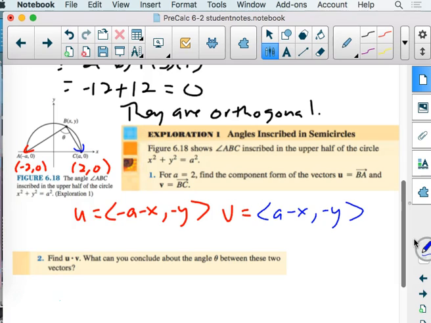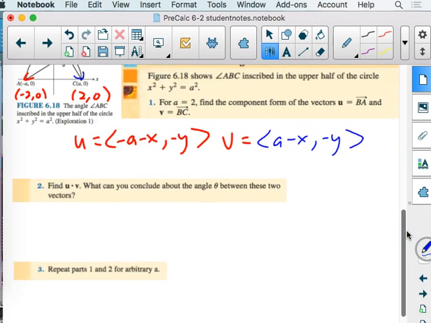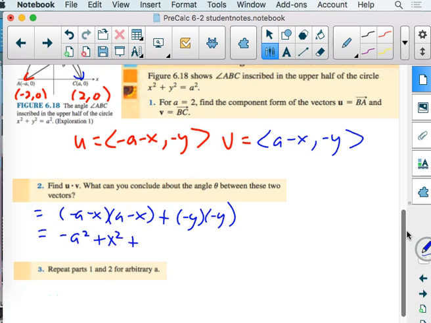Now, if that's a 90-degree angle in there, when we do the dot product for this, we're supposed to get 0. So number 2 says, find the dot product. Let's see what happens. All right, so the dot product for this would be negative a minus x times a minus x plus negative y times negative y. Well, that's some nasty FOIL, but it is FOIL. So negative a squared plus ax minus ax. Hey, cool, that's gonna cancel out. Last times last plus x squared plus, well, this is gonna be y squared. How's that supposed to come out to 0?